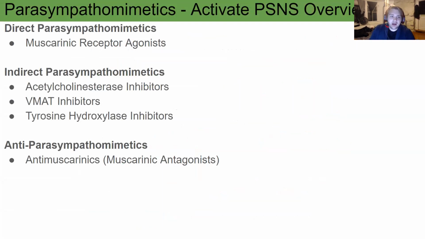An overview of the parasympathetic nervous system drugs. We're going to have direct mimicking drugs, which are our muscarinic agonists. We're going to have indirect drugs, which we should already recognize are VMAT inhibitors and tyrosine hydroxylase inhibitors. Remember, those were the sympatholytics. So a sympatholytic is the same as a parasympathetic mimetic. And then a new one we're going to come across is the acetylcholinesterase inhibitor. Likewise, we can have parasympatholytics, which are what are called our anti-muscarinics or our muscarinic antagonists. So just a little roadmap.